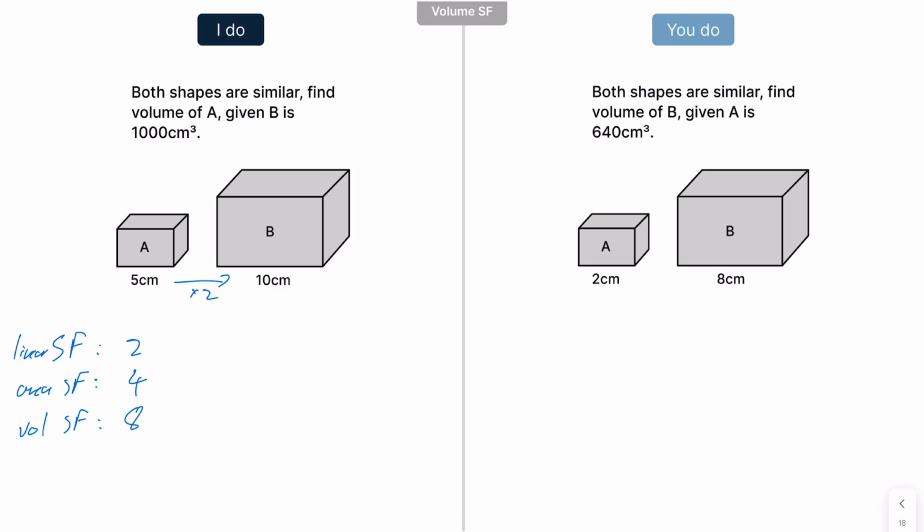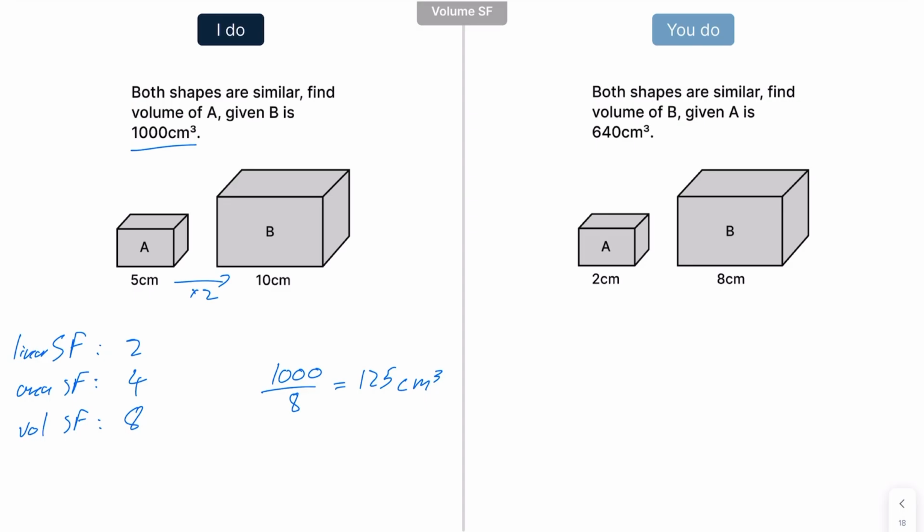Okay, so now we've got all the scale factors. It's told us that B has a volume of 1000 centimeters cubed. So to find the volume of A, we are going to do 1000 divided by the volume scale factor, which is 8. If I do that in my calculator, I get an answer of 125. Don't forget the units, centimeters cubed. And that is your answer. So hopefully you've pressed pause and had a go at the next one.